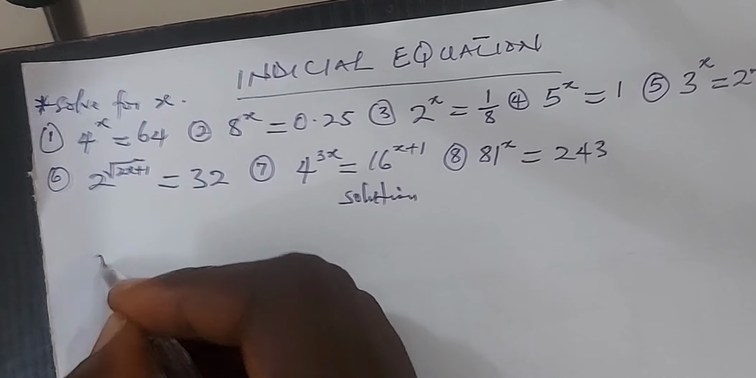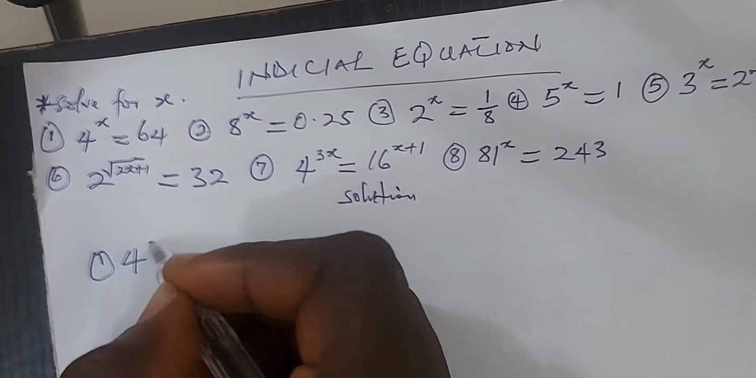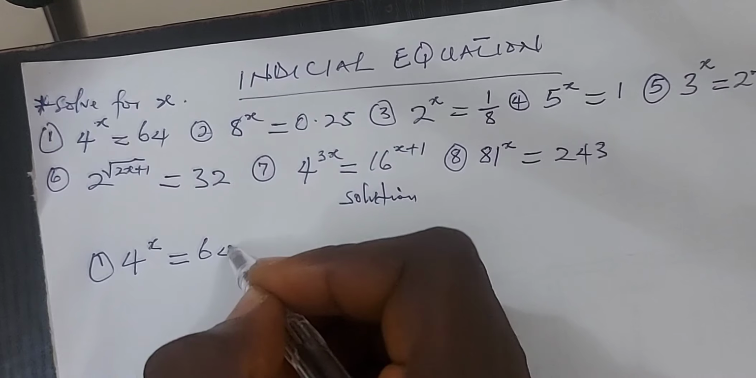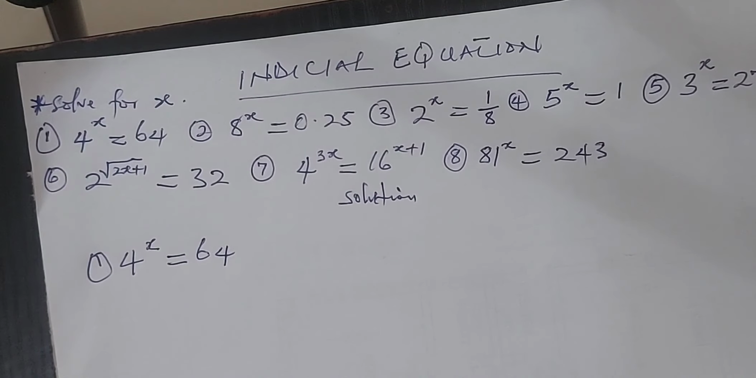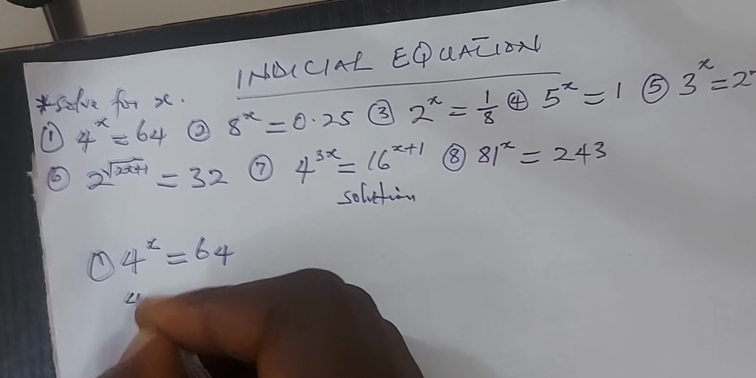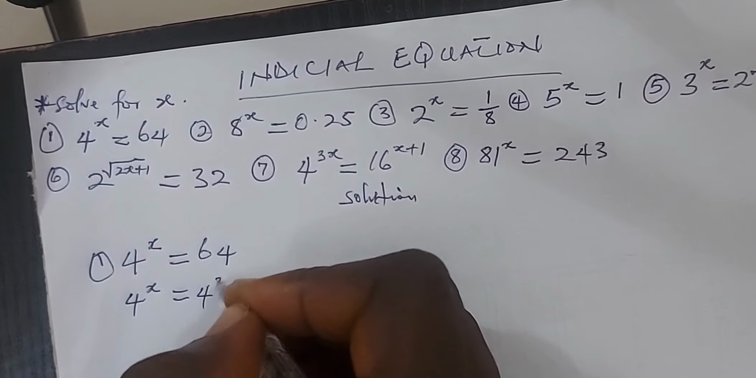Let me take number one. We have 4 raised to the power of x is equals 64. In this case, we have 4 and we have 64. 4 raised to the power of something will give us 64, and that is 3. So we have 4 raised to the power of x equals 4 raised to the power of 3.